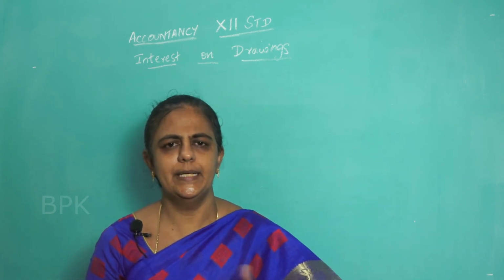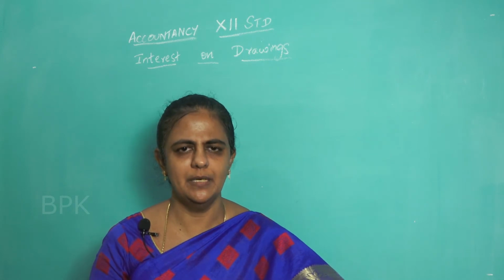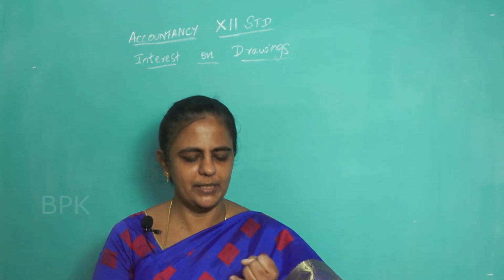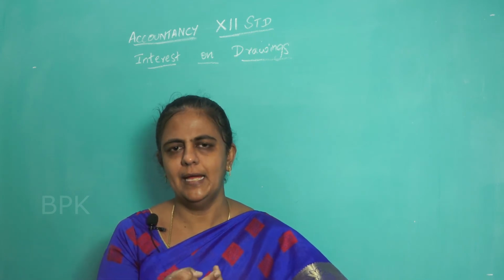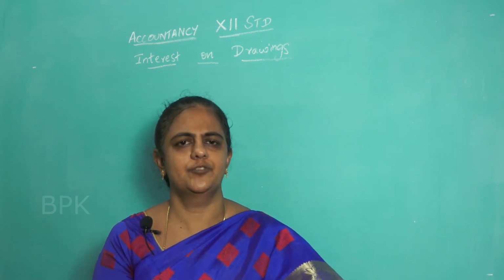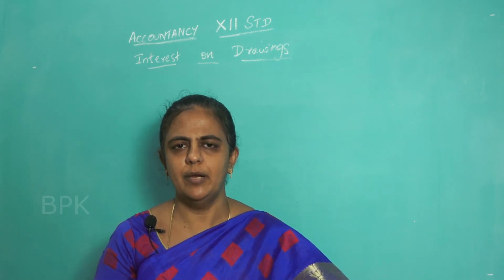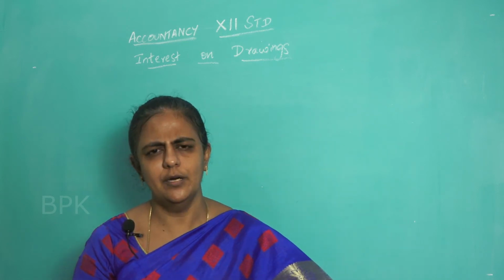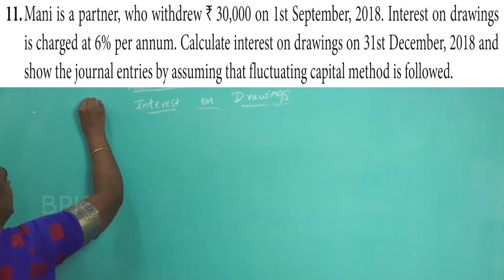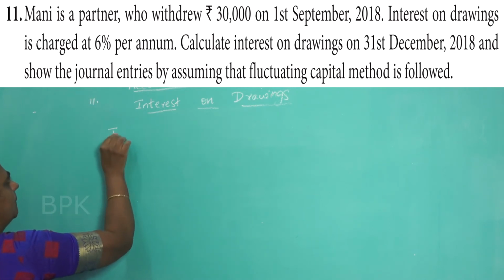What he is doing? He is withdrawing rupees 30,000 on 1st September and the rate also is given. So, the amount is given, the rate of drawings is also given, and the period of drawing, the date when he is drawing, all three are given. So, we use the formula and calculate and find out the amount of interest on drawings. Okay. Question number 11. First write the formula.